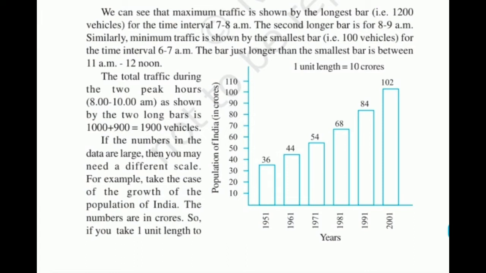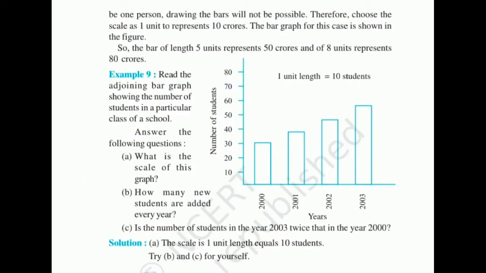If the numbers in the data are large, then you may need a different scale. For example, take the case of the growth of the population of India. The numbers are in crores, so if you take 1 unit length to be 1 person, drawing the bars will not be possible. Therefore, choose the scale as 1 unit to represent 10 crores. The bar graph for this case is shown in the figure. So a bar of length 5 units represents 50 crores and of 8 units represents 80 crores.